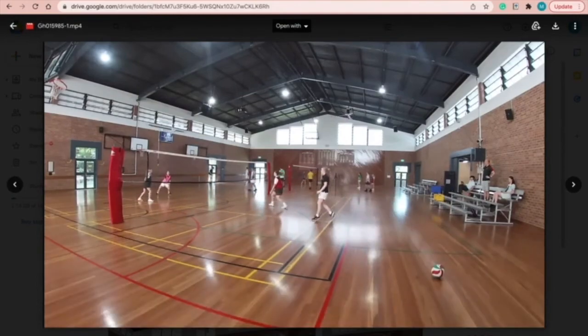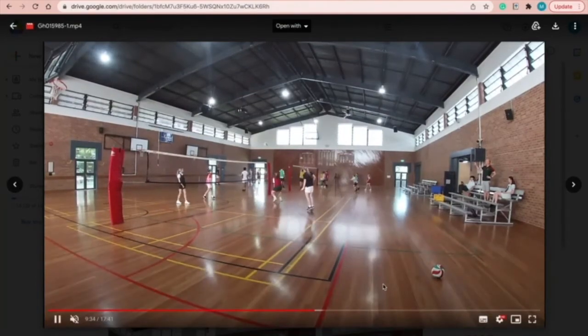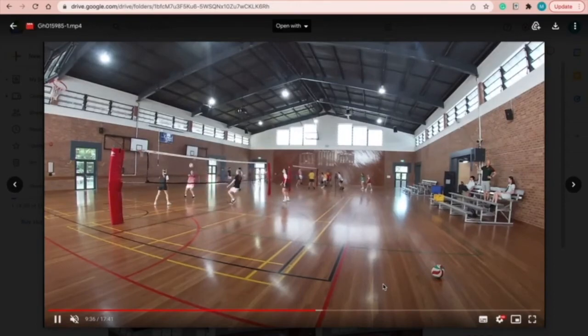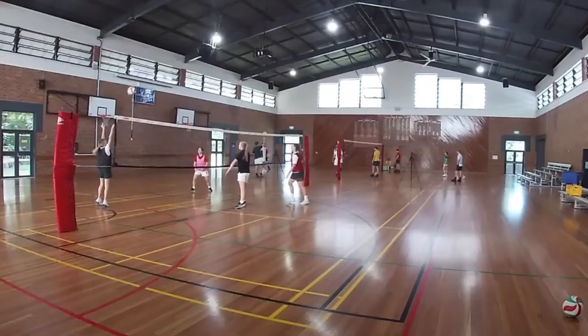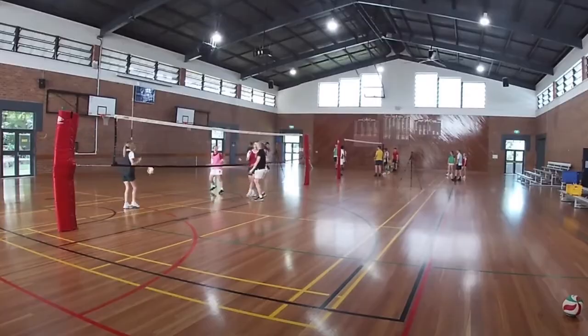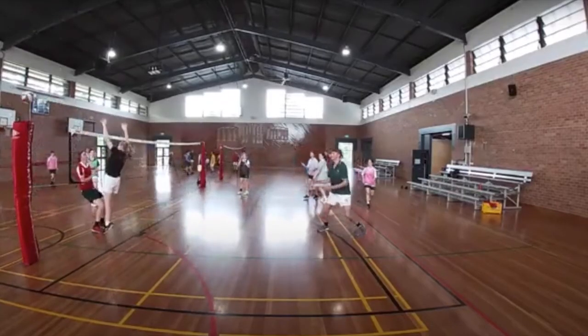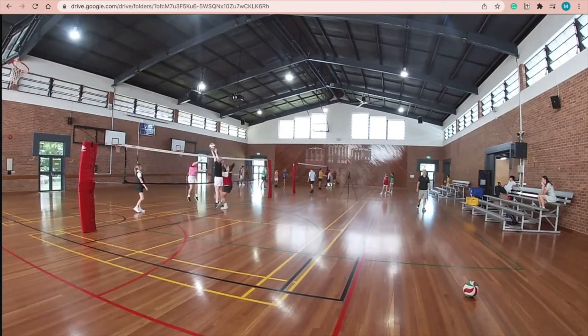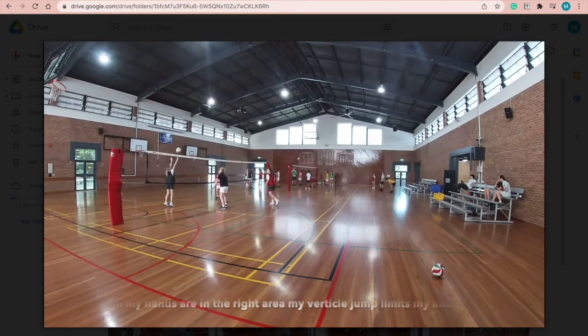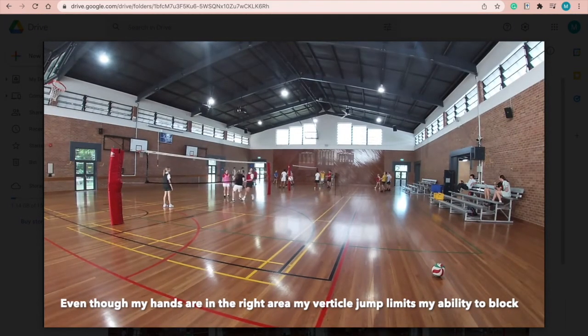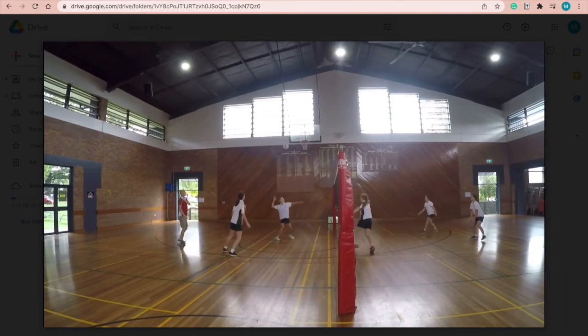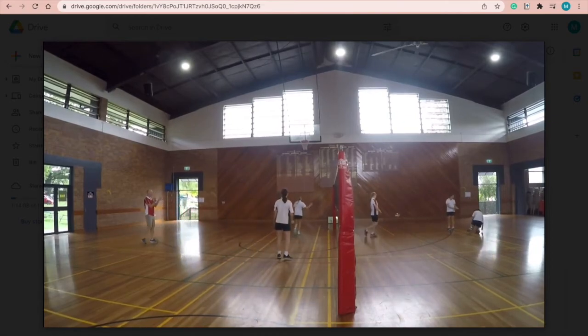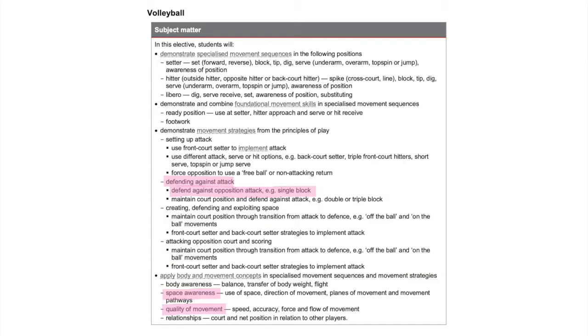And the specialized movement sequence that I perform under the principle of play defending against attack is the block. I'm somewhat effective at the specialized movement sequence as a result of my transition to the net. This makes me effective at the body movement concept of space awareness and the components of the use of general space, leading to the implication that I'm able to block if the ball comes over the net. The limitation I have, however, is that I'm ineffective at the body movement concept of quality of movement, especially force and effect, as the height of my vertical jump limits my ability to block. This implicates my team's ability to stop the other team from scoring, as I only am somewhat effective at blocking. Overall, I am somewhat effective at defending against attack, whilst looking at the movement strategy of defending against opposition attack.